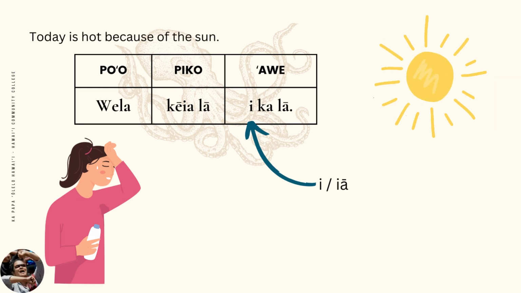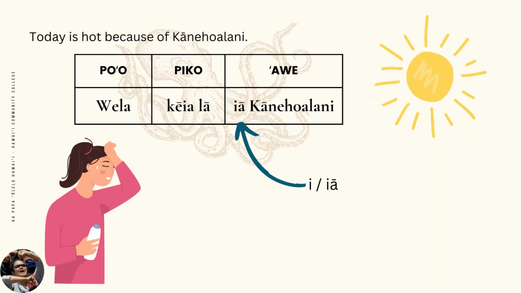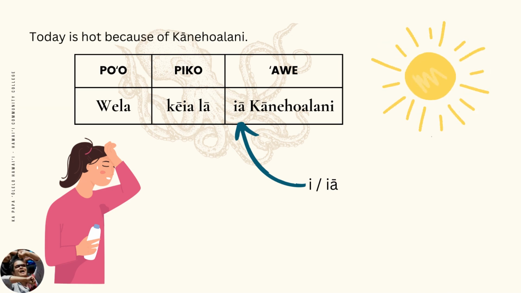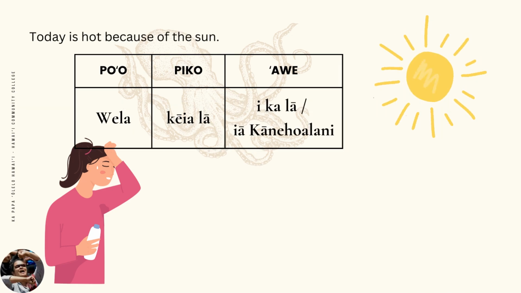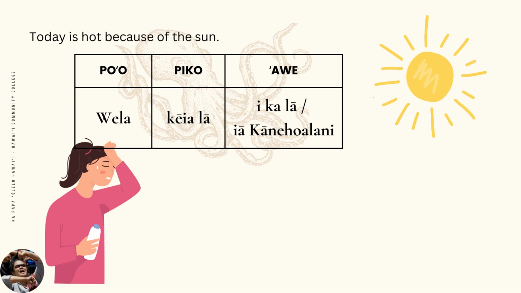Use I with kikino. Use ya with names and papani or pronouns. For example, we refer to the sun as kane hoalani in chants. I could also say, today is hot because of kane hoalani. Vela keia lā ya kane hoalani. Note that even though the English is because of the sun or because of kane hoalani, in Hawaiian we will always use I or ya to mark who or what is causing the ʻAʻano, in this case, the vela of the day.